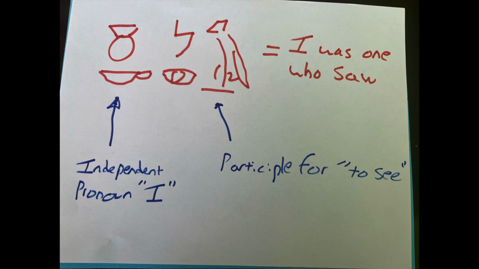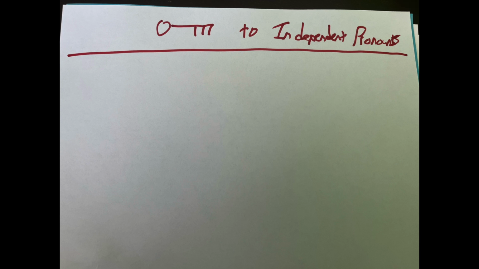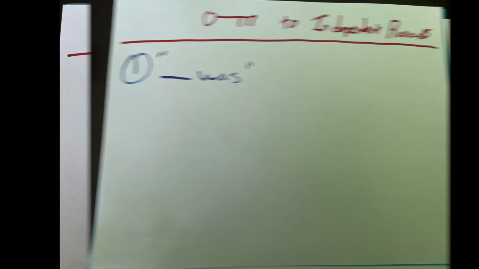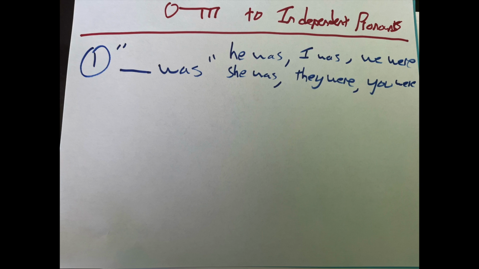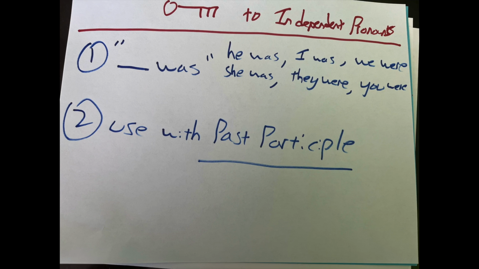So now that we know we're going to combine the participle form of to see and the independent pronouns before it, we can understand the key to understanding how independent pronouns are used. One, it is always going to be blank was: he was, she was, they were, we were, you were. That's the first aspect of independent pronouns. Whatever it's doing, it's going to be in the past tense. And then we're going to combine that with the past participle form of the verb.